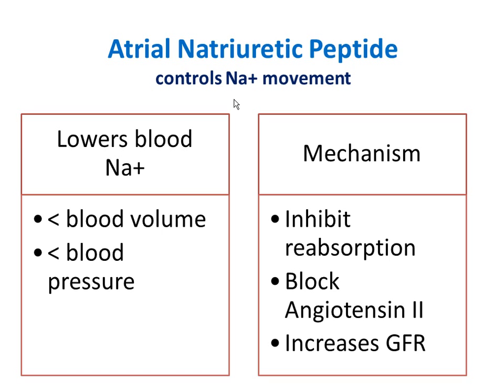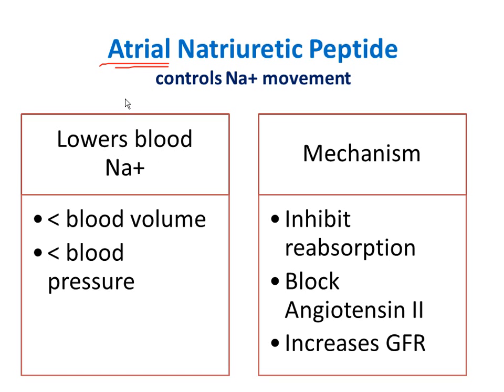So in addition to things like aldosterone, we have somebody who acts the opposite of aldosterone. We have ANP, atrial natriuretic peptide. In lecture I said, based on its name alone, where do you think this comes from? And everyone figured it out, the heart. Okay, so the heart secretes this. The goal is to lower blood sodium, okay?